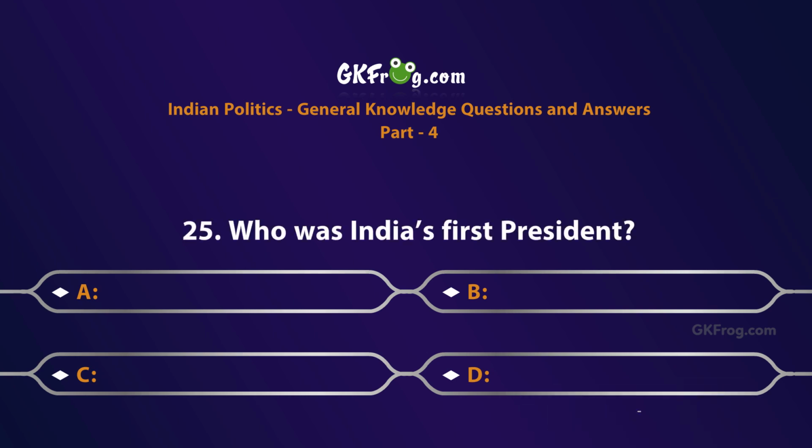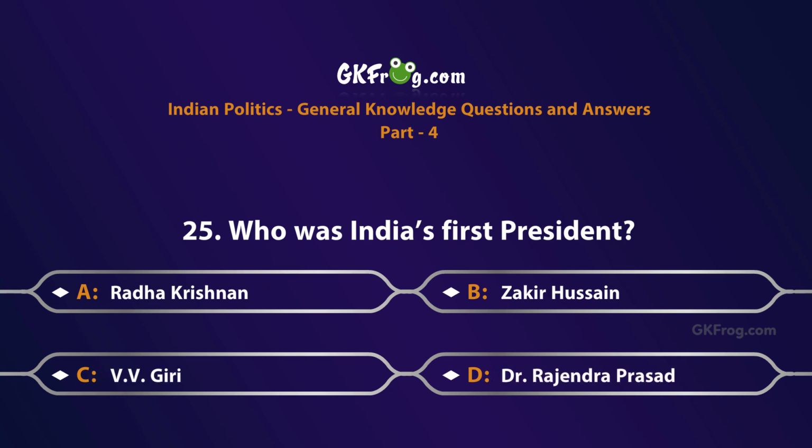Who was India's first president? A. Radhakrishnan, B. Zakir Hussain, C. V.V. Giri, D. Dr. Rajendra Prasad. Correct answer is D. Dr. Rajendra Prasad.